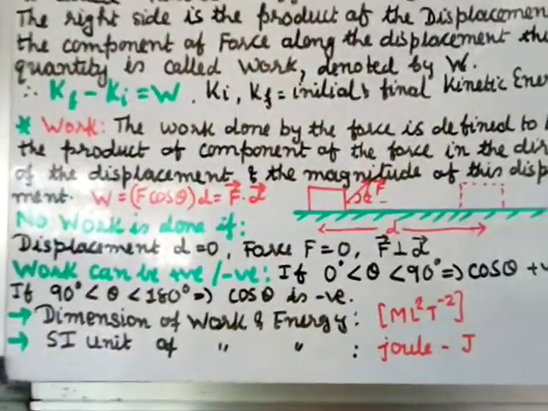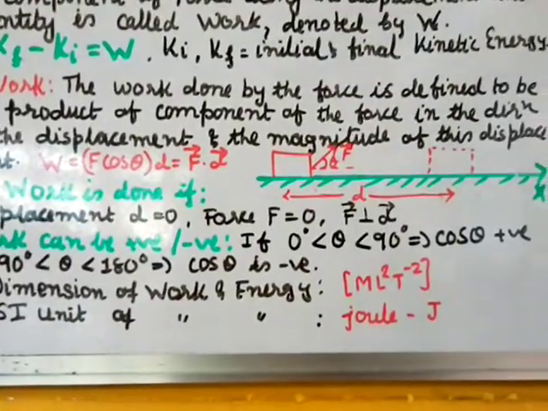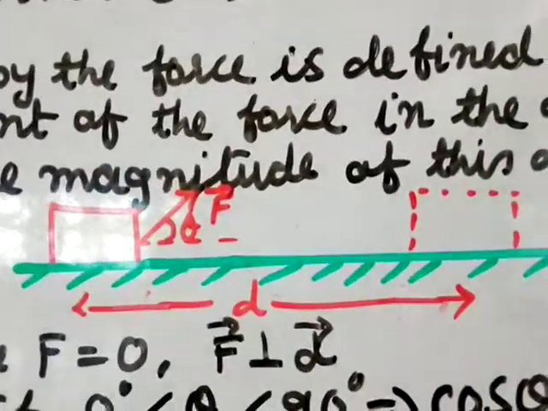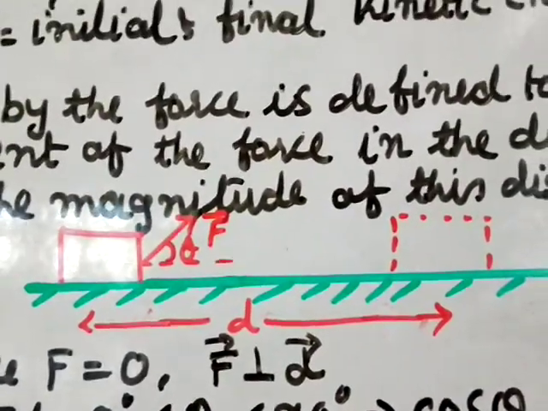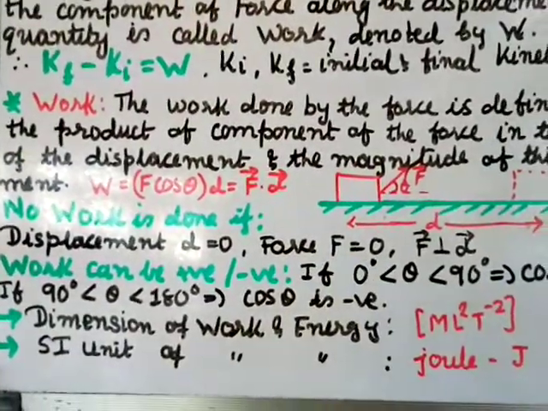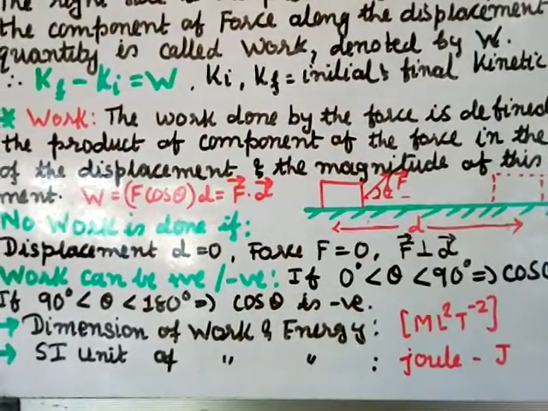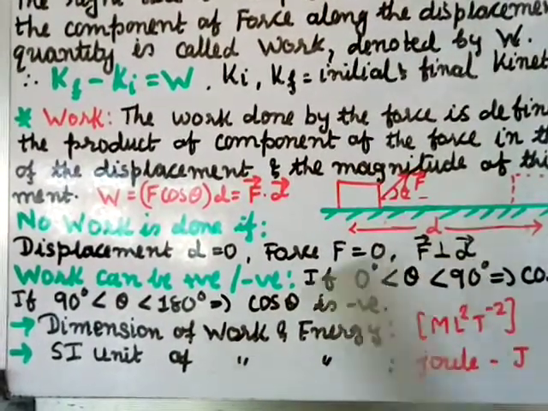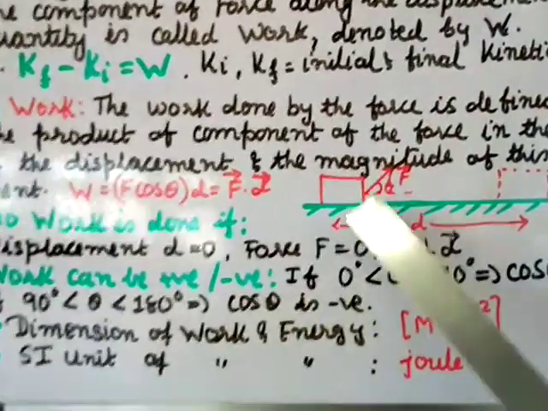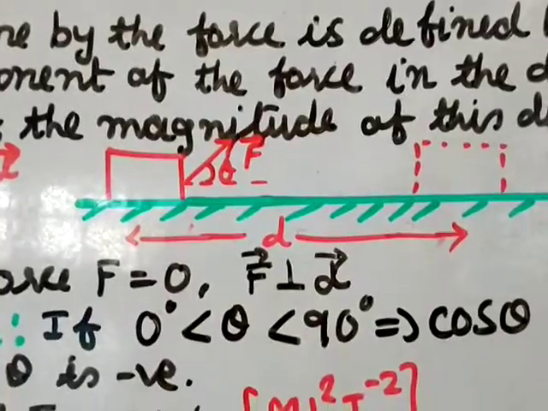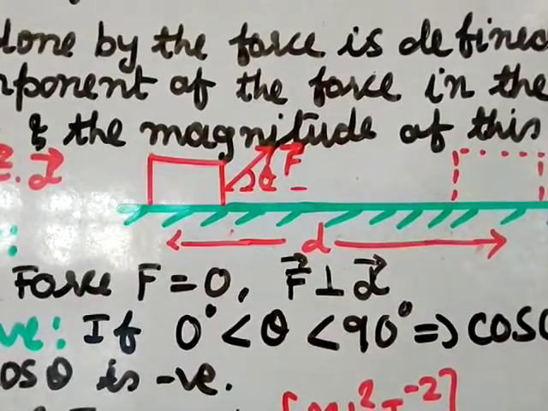Now when is work not done? There are three possibilities. First, the displacement D is equal to 0. There is no displacement however much force you apply; then you say that the work is not done. Second, force F equal to 0. If you are not applying any force, then the work is not done. And thirdly, when F and D are perpendicular to each other, that is, the force is perpendicular to the displacement, then also there will be no work done.